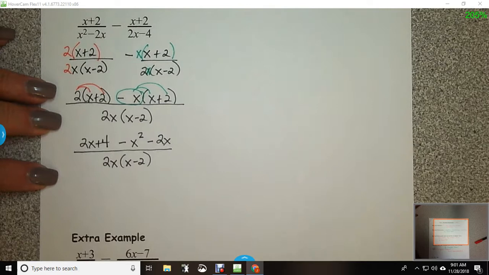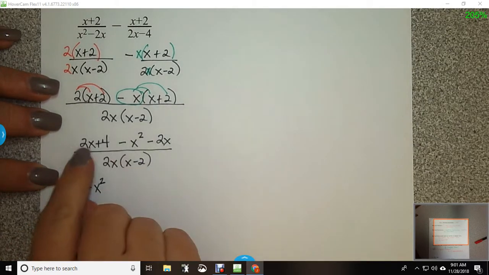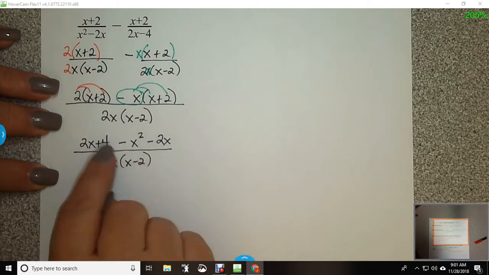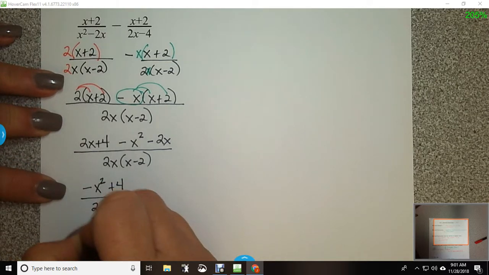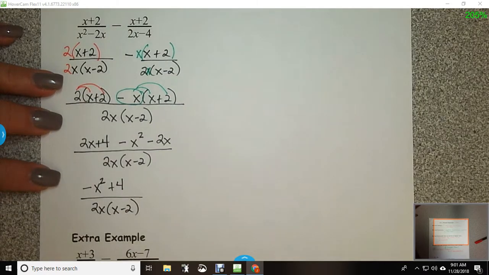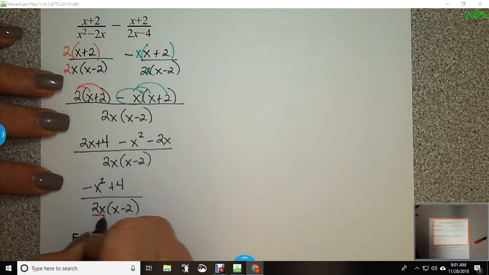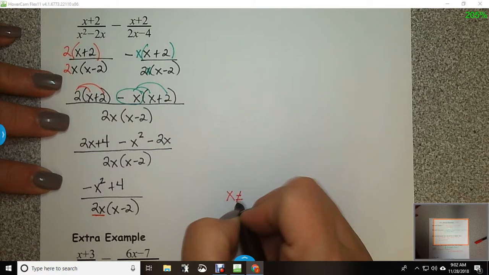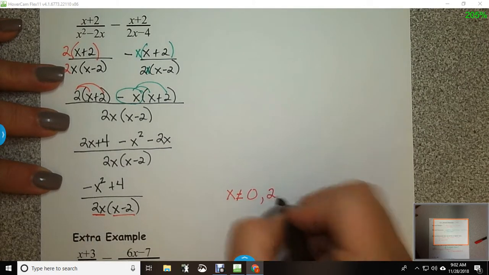So my negative x squared will come first. A positive 2x and a negative 2x will cancel. And then I've just got my plus 4. Recopying my denominator. Okay, let's go ahead and state our restrictions here. I've got to do 2x can't be 0, so that means x cannot be 0. This part will give me x cannot be 2.